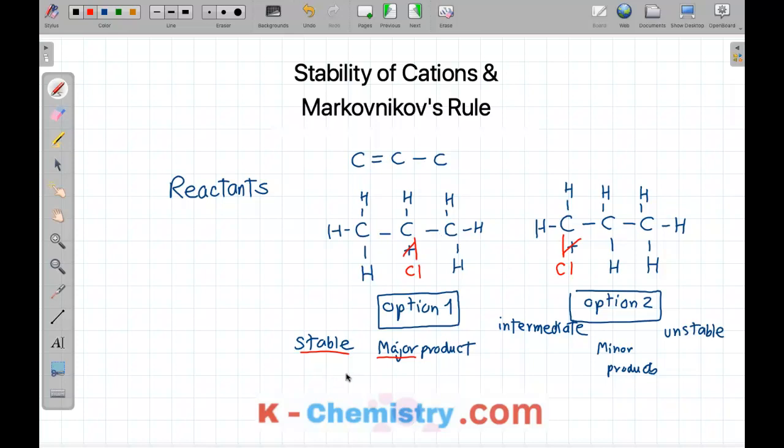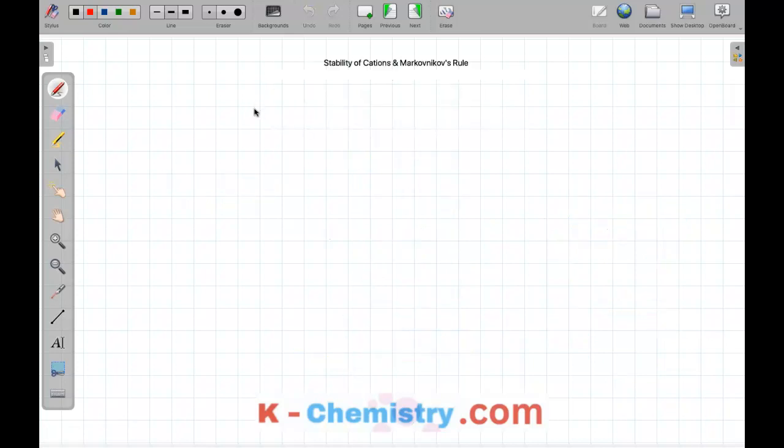But how can I know if it's stable or not? We explained last time that it depends on how many alkyl groups it is connected to. If you forgot, we explained that the alkyl group, or what we call R, is just an alkane which has lost a hydrogen, not a proton, a hydrogen.